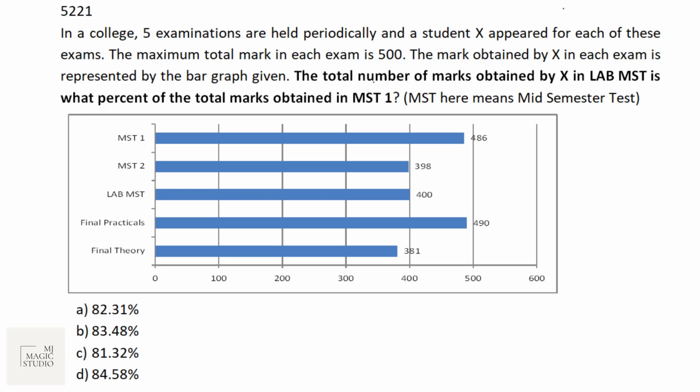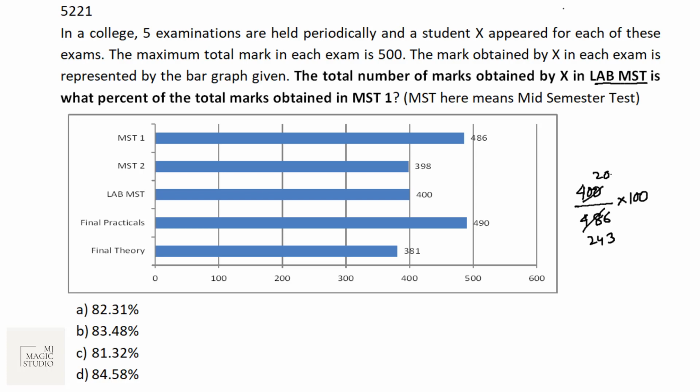The total number of marks obtained by X in the last MST is 400. What percent is it of the total marks obtained in MST1? In MST1, it is 486. We just need to find this. How much is 400 by 486? Obviously, it is more than 80%. And as we can see, all the options are in the 80s.